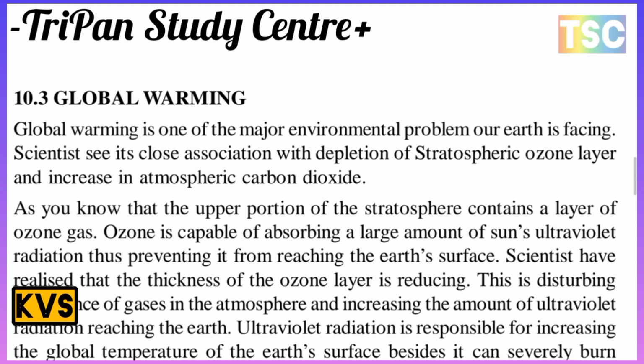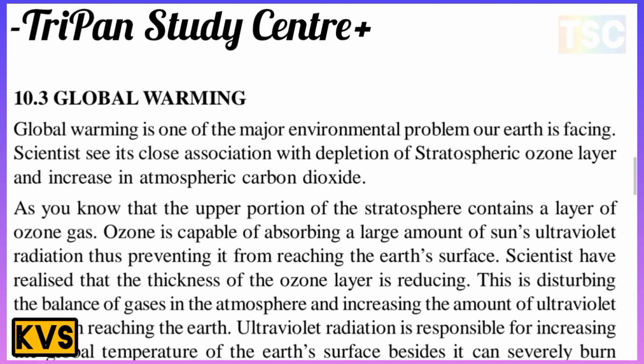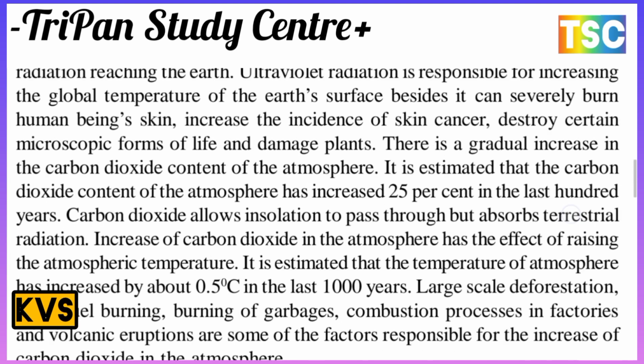This is the most important point here. The ozone is capable of absorbing a large amount of the sun's ultraviolet radiation, thus preventing it from reaching the earth's surface. And scientists have realized that the thickness of the ozone layer is reducing. The ultraviolet radiation is responsible for the increase in the global temperature of the Earth's surface.